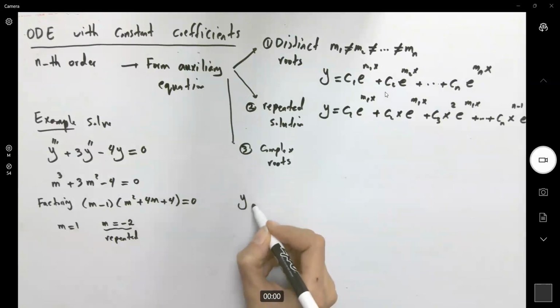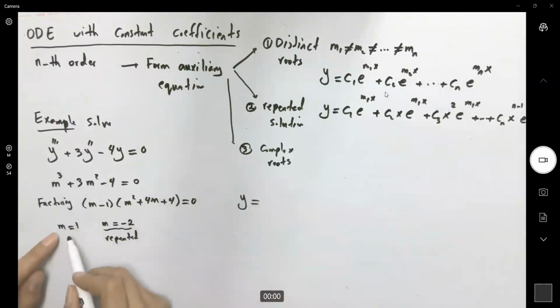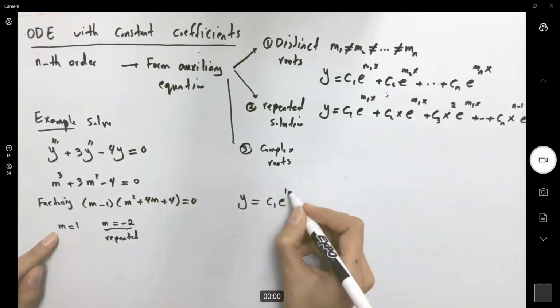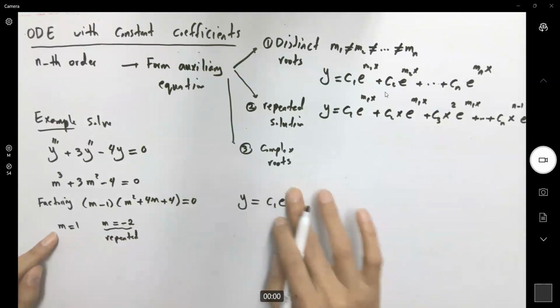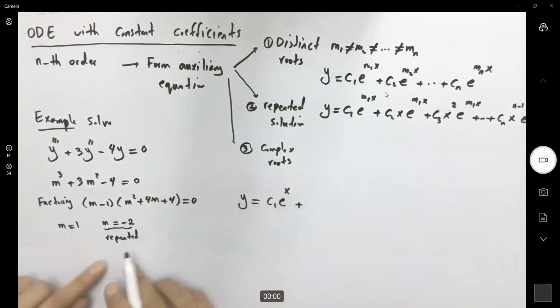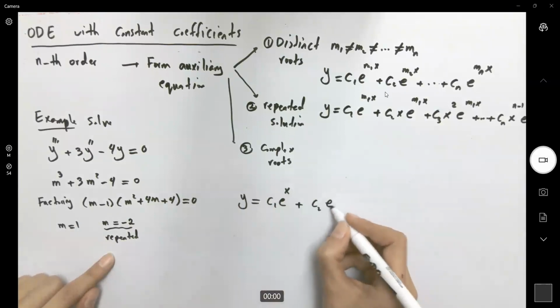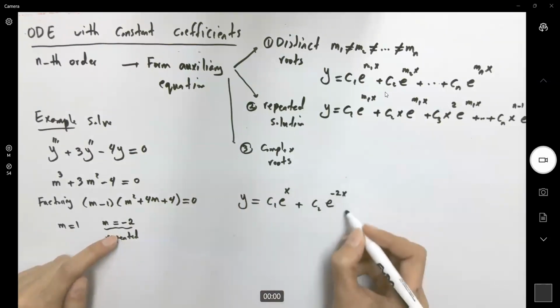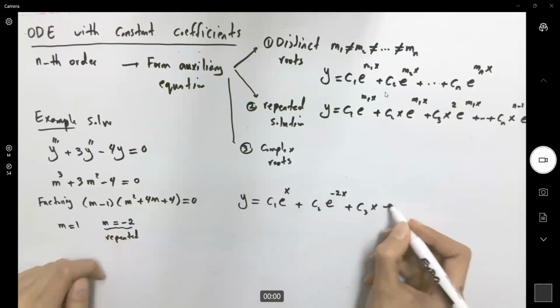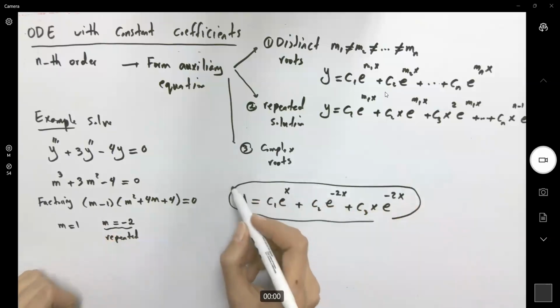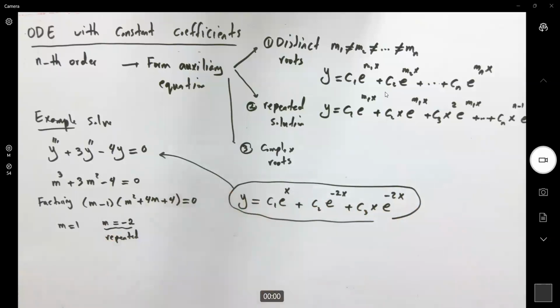Now we're going to write down the general solution for this differential equation. Well, y is equal to, for the solution m equals 1, we get c1 e^(1x), or e^x, plus. Now for the repeated solution, we get c2 e^(-2x) plus c3 x e^(-2x). That's the general solution for this differential equation of order 3.